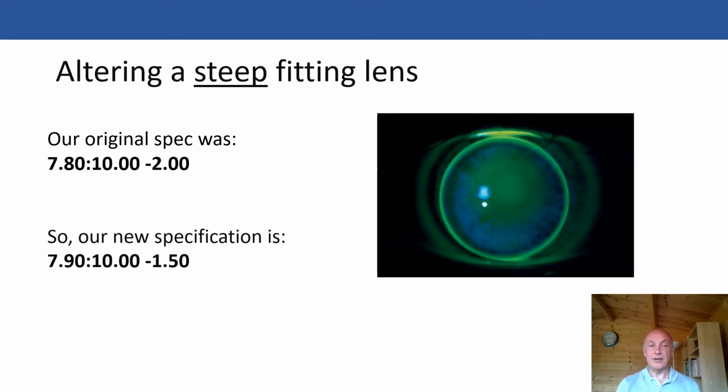So our new specification of the lens, if this was a 7.8 10 minus 2, and we changed it to a 7.9 10, it would give us then a minus 1.50.